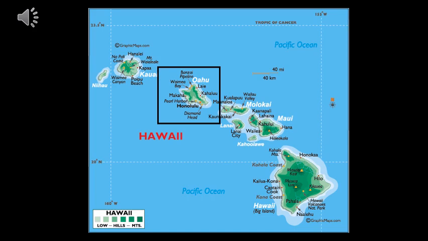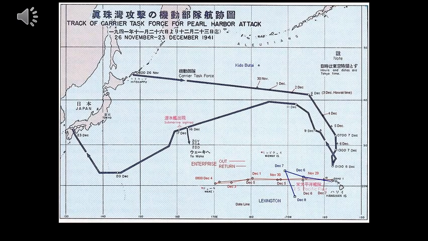An aerial view of the island of Oahu in the Hawaiian island chain. This map depicts a track of the carrier task force for the Pearl Harbor attack, from Japan to Pearl Harbor in the Pacific, and back to Japan after the attack.